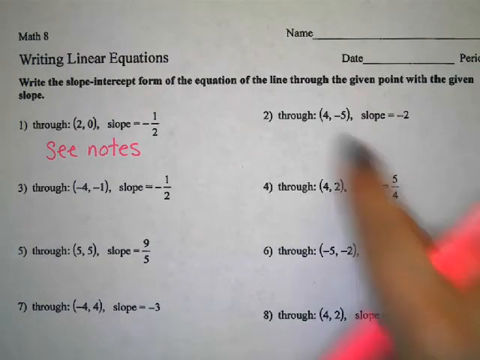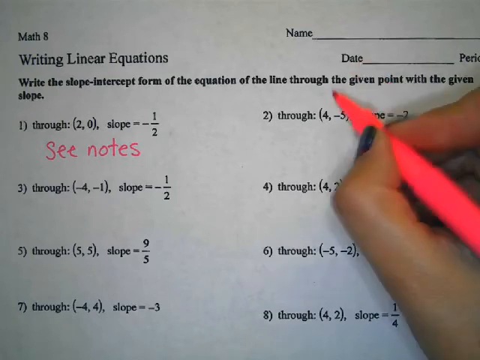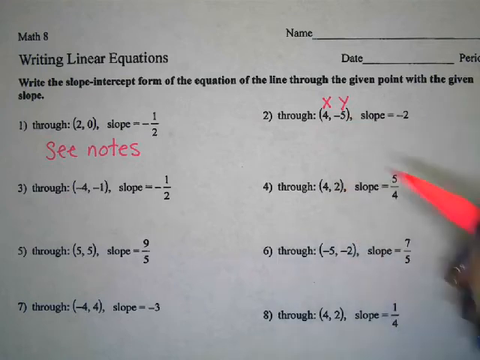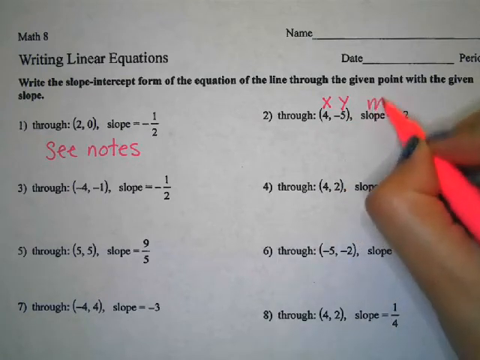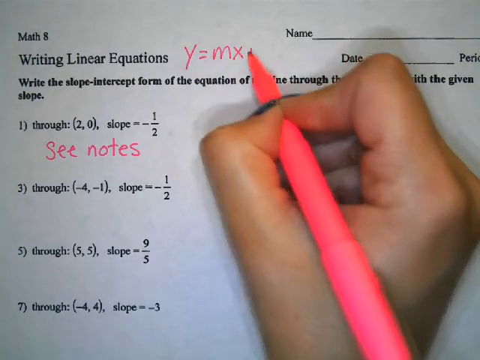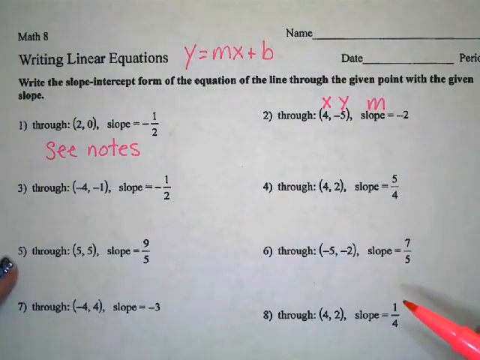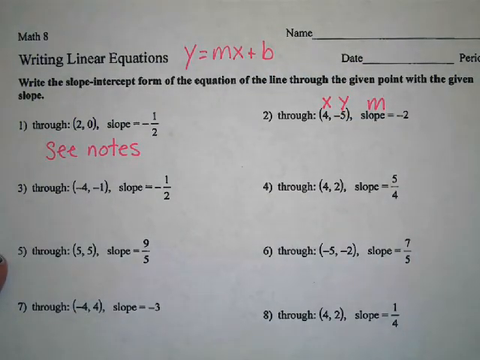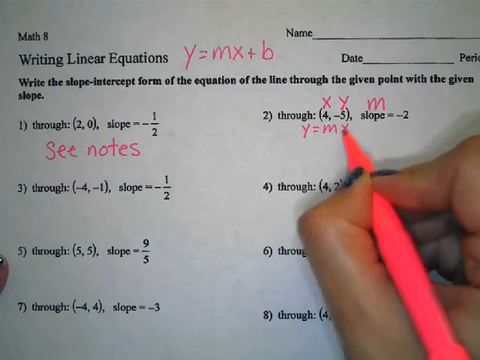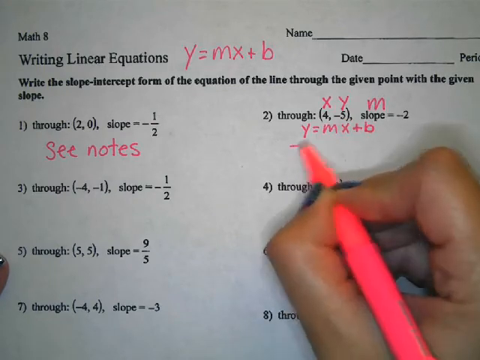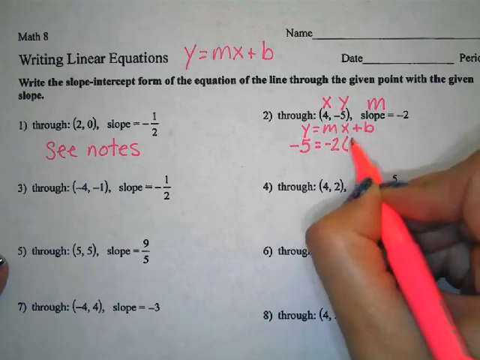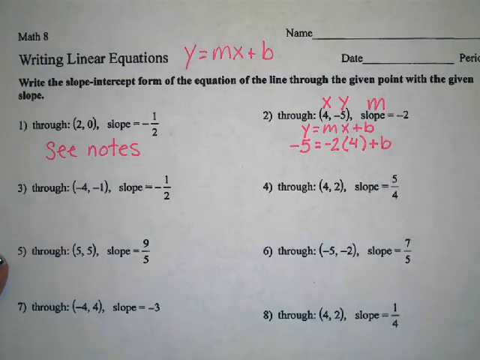So we have our point 4, -5. Remember, 4 is my x value, y is going to be -5, or -5 is my y value. And then my slope is my m, okay? At the top of your paper, go ahead and write y equals mx plus b, because that is what we are working with today. So let's go ahead and follow our steps that we wrote in our notes. So step 1, fill in what we know. So if we're using y equals mx plus b, we know that the y value is -5, my m value is -2, my x value is 4 plus b, because we do not know what b is.